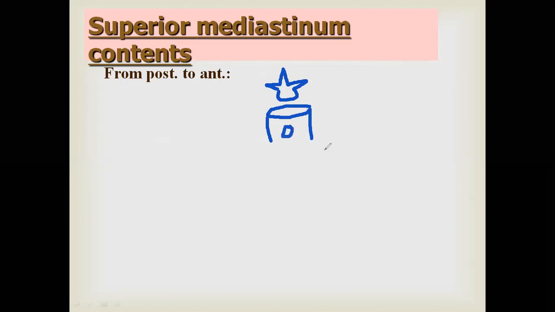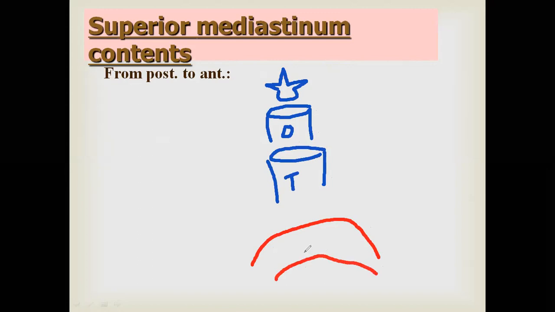In front of the esophagus, you will see the trachea. In front of the trachea, you will see the arch of aorta, which is originating from the heart. The arch of aorta gives three branches, very, very important, please. This is your right side, and this is the left side.